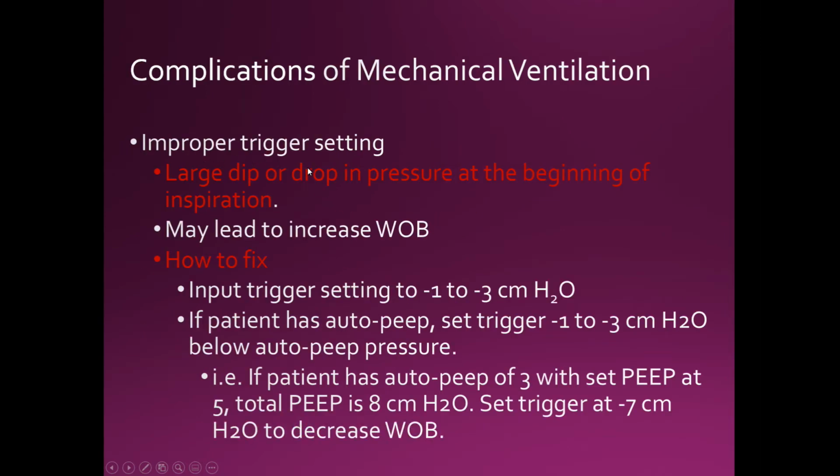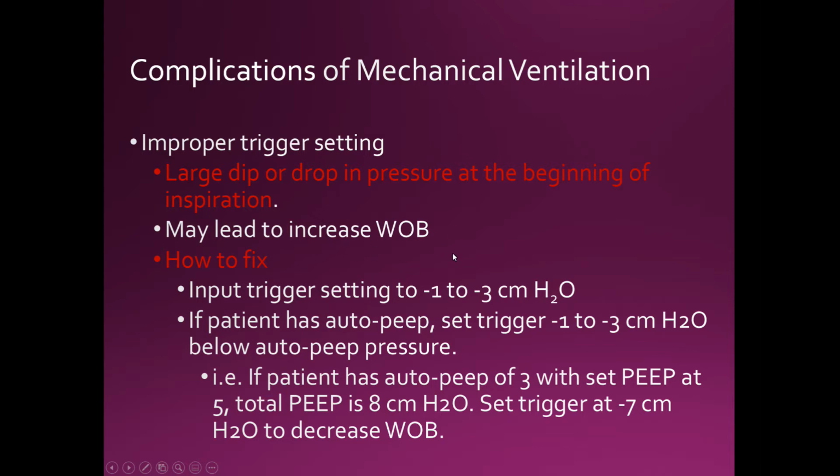So again, when you are setting the improper trigger, you're increasing the work of breathing. A large dip or drop in the pressure at the beginning of inspiration tells you that the patient is spontaneously breathing. If it is a large dip, that means they have to increase their work of breathing just to get the vent to trigger. So that's where this work of breathing comes from.